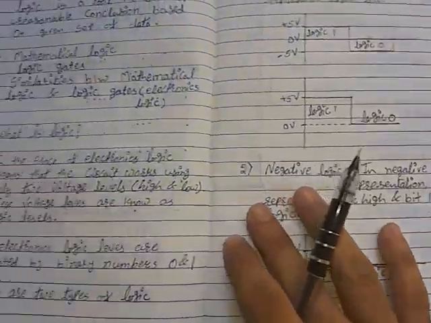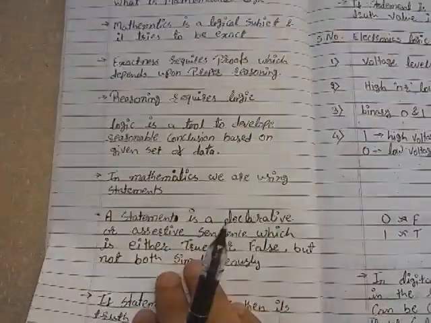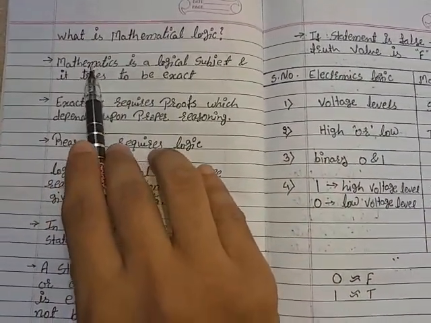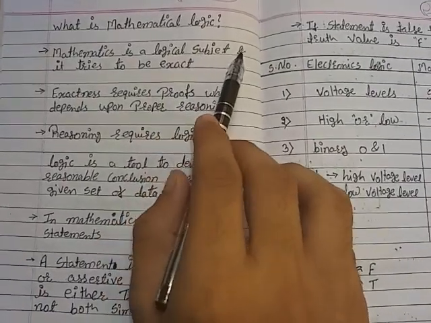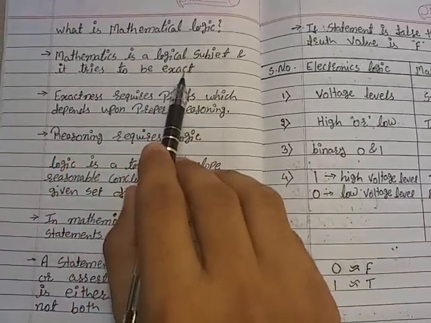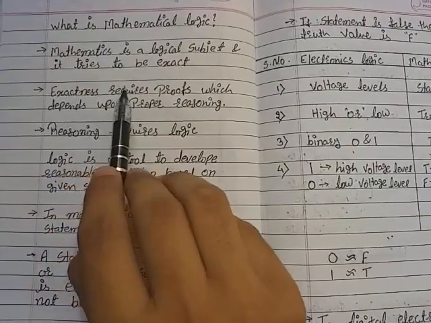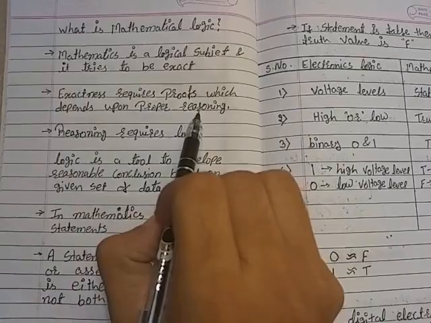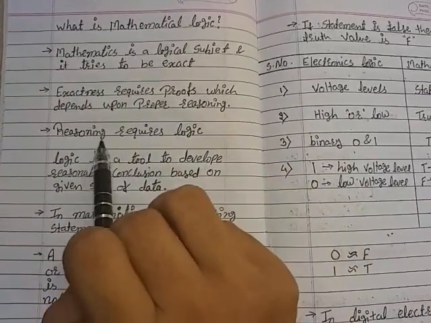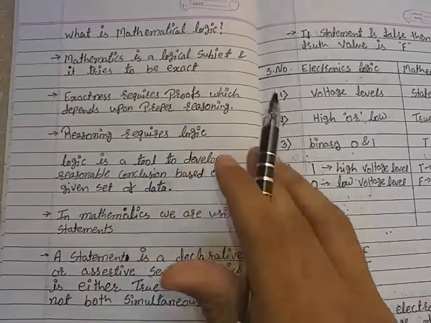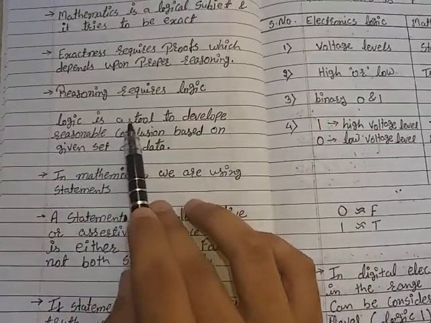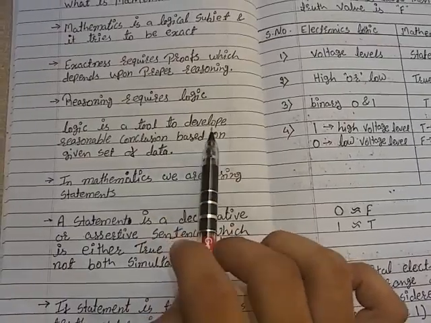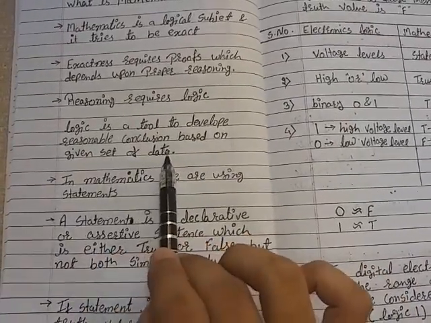So what about mathematical logic? How can you define mathematical logic? As we know, mathematics is a logical subject and it tries to be exact. The exactness requires proofs which depend upon proper reasoning, and we know that reasoning requires logic. Hence, we can say that logic is a tool to develop reasonable conclusion based on given set of data.